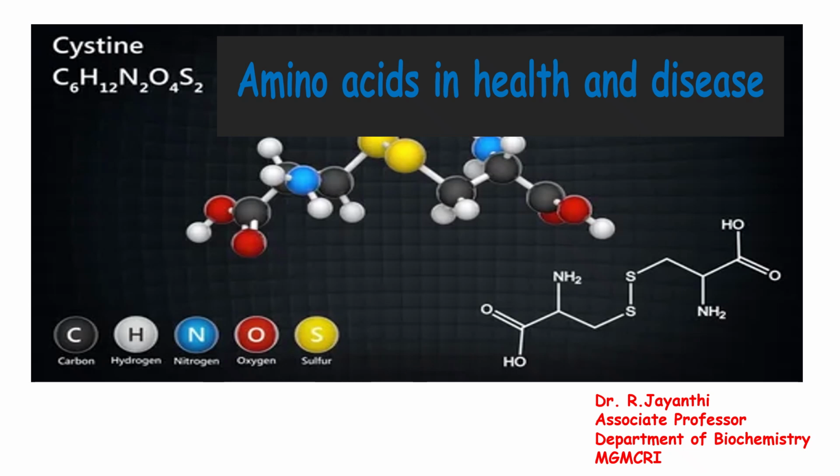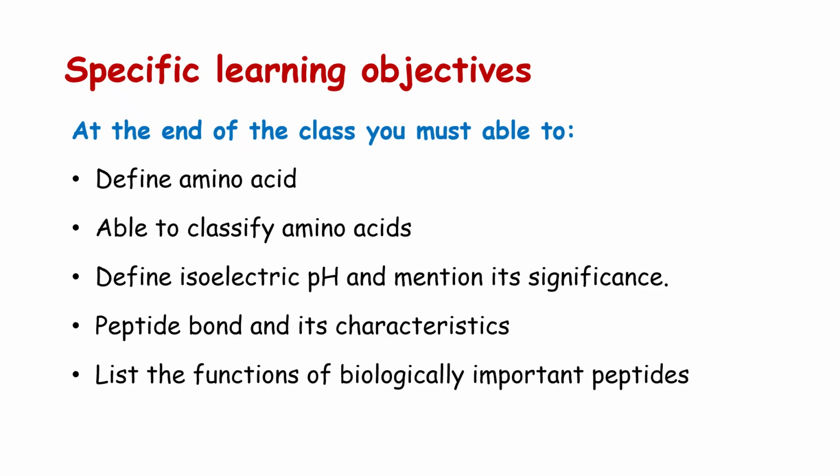Hi, my dear students. Today's topic is amino acids in health and disease. Specific learning objectives: at the end of the class, you must be able to define amino acid, classify amino acids, define isoelectric pH and mention its significance, and describe peptide bonds with their characteristics as well as biologically important peptides.